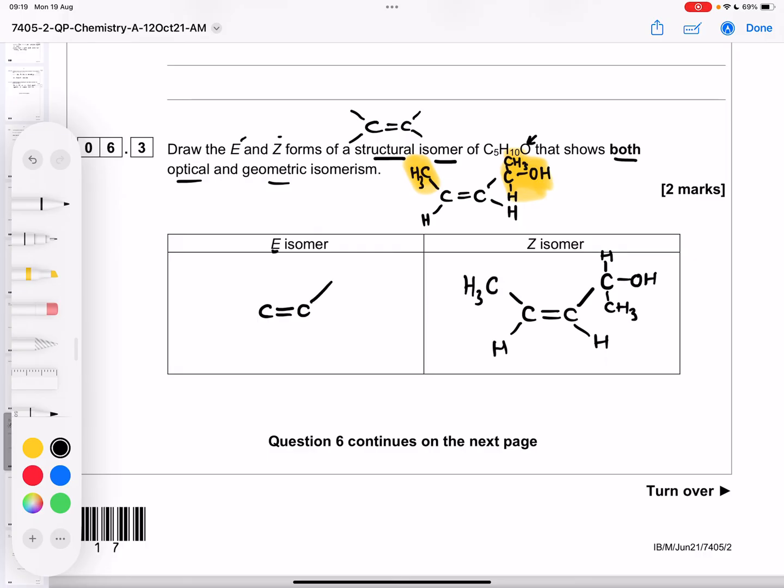Now we're going to draw the E isomer. So when we're drawing the E isomer, I'm just going to swap around the left-hand side so that the hydrogens are now opposite each other rather than on the same side as each other, and copy the rest.